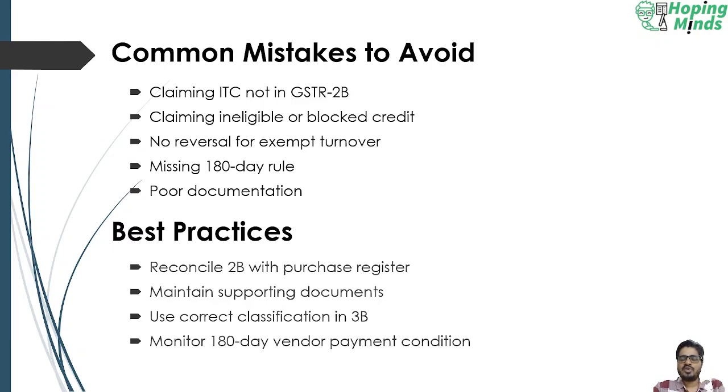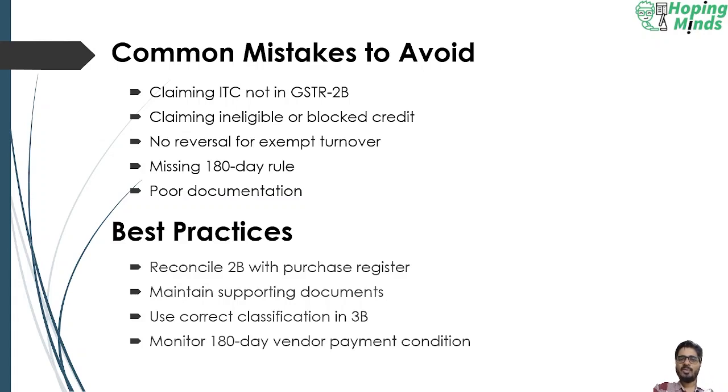So what are the common mistakes to avoid while filing of GSTR 3B return and claiming input tax credit? Claiming input tax credit that is not in GSTR 2B. So earlier it was allowed to claim your input tax credit based on the invoices available. But now it is very clear that input tax credit that are appearing in GSTR 2B can only be claimed. So such mistakes should be avoided while claiming the input tax credit, and only such credits should be availed that are there in GSTR 2B of the recipient.